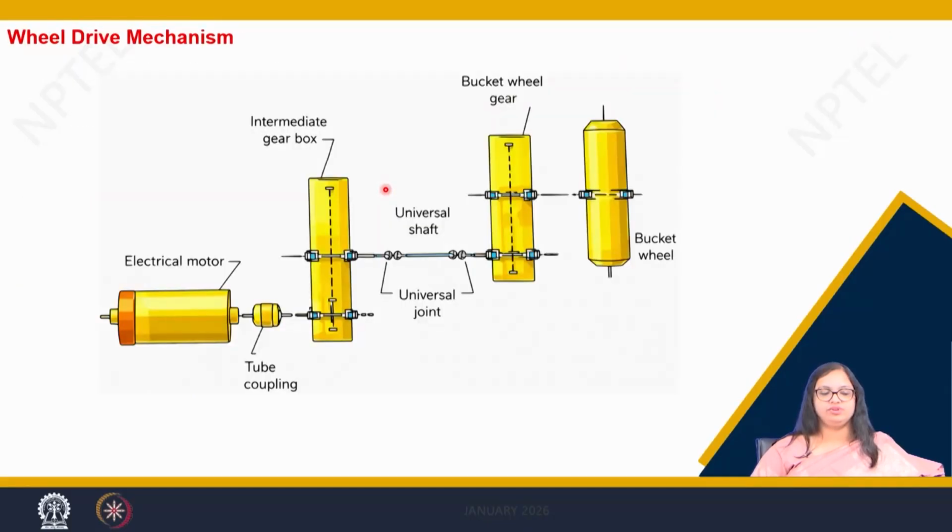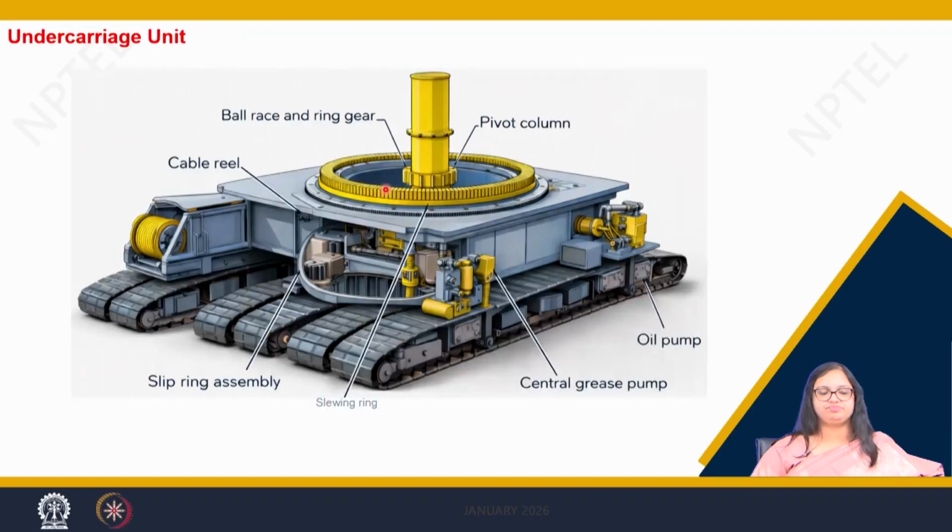Now, for the wheel drive mechanism, if it is electrically controlled, there will be an electric motor, there will be a tube coupling, and then there will be an intermediate gearbox, which gives the power through universal joints and propeller shaft to the bucket wheel gears, where the bucket wheel is rotated, and it also gives power to the crawler mechanism.